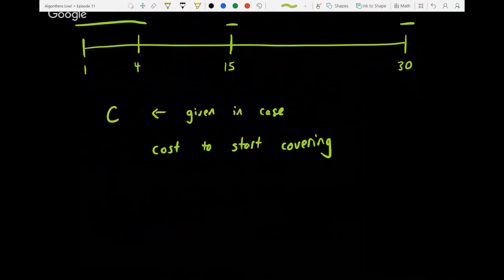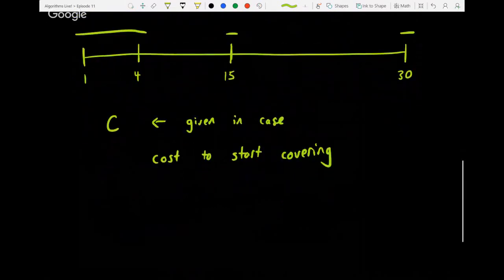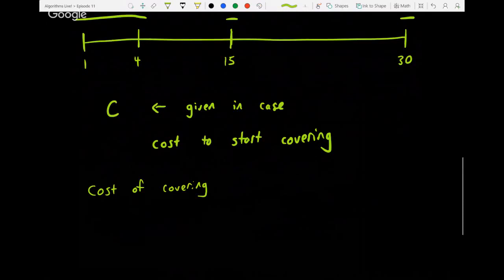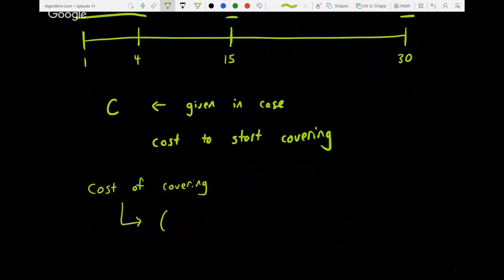All right, and we'd like to make the minimum cost for a covering, so that's just the start of an interval, it ends up being cost C. But the whole cost of covering an interval of points is going to be this formula. And so I'll write this one out. It's x minus y squared plus c.